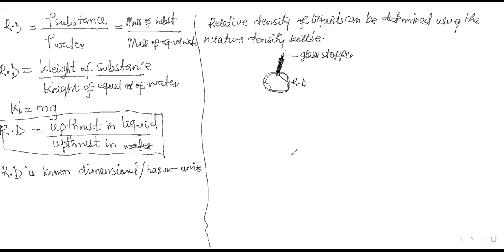It's a very small glass. Okay, now how do we use it? We use it to determine the relative density of liquids. Maybe I have petrol, the liquid, or cooking oil, and I want to determine the relative density using this, the RD bottle.